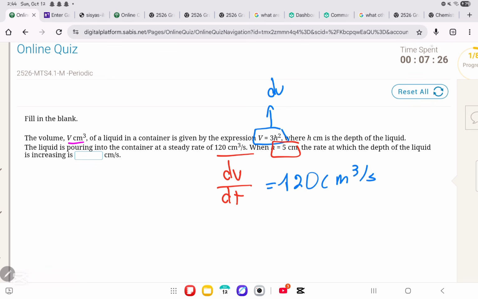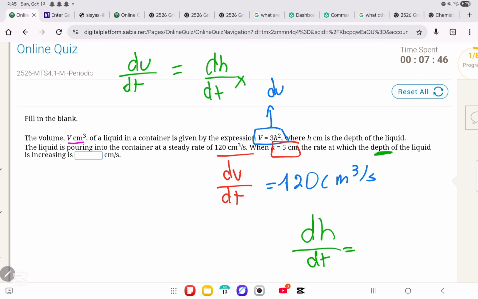Now they want us to find what? They want us to find the rate at which the depth of the liquid is increasing. So they want dh over dt. So how can we relate dV over dt to dh over dt? Very simply, we'll need to get rid of the dh. How do we do that? It's going to be dV over dh. So dV over dt is dh over dt times dV over dh.